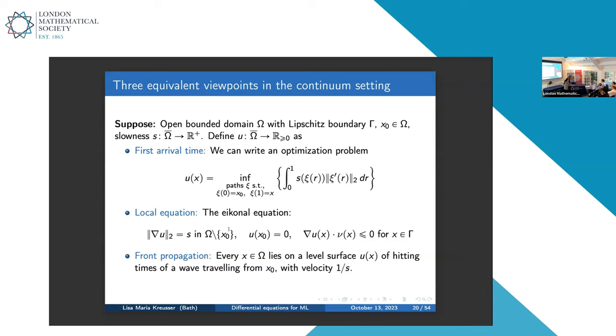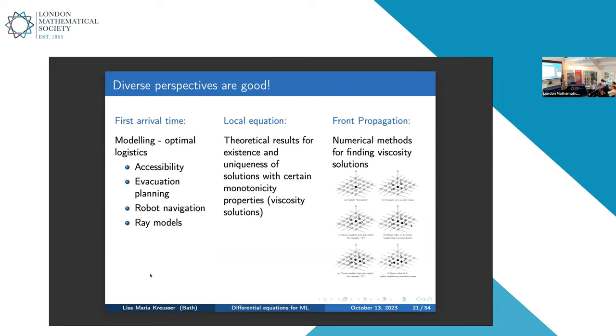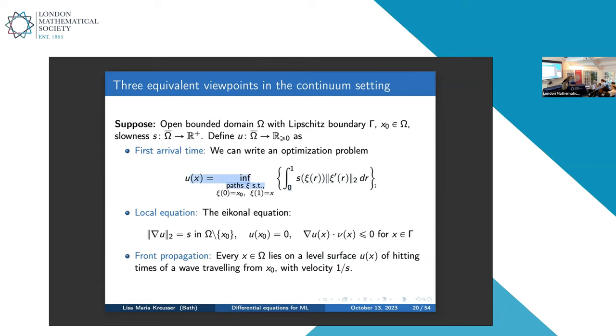And in fact, they are not just equivalent, but they also give us different types of perspectives. First of all, first arrival times are very helpful in terms of modeling, because, remember, those first arrival times were based on minimizing over all paths between two points. So in terms of the underlying modeling, this is a useful approach, because it's much easier to model something like this than to immediately come up with good explanations on how to model a local equation, for instance.